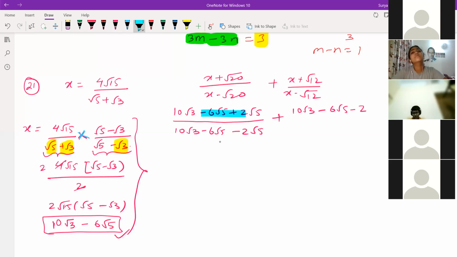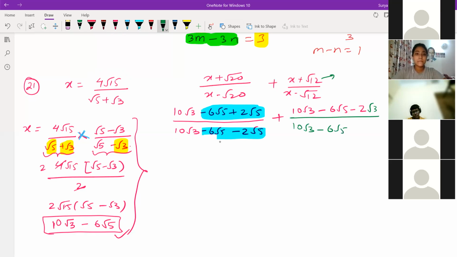Actually, these two will be combined together. Again, these two will be combined together. Again, here, see, 6 root 5 and root 12. What can we write for root 12? 2 root 3, and again divide by 10 root 3 minus 6 root 5. And here, this is plus root 3, this is minus 2 root 3. So what can we write here, 10 root 3, then minus 4 root 5, whole divided by, it's going longer.